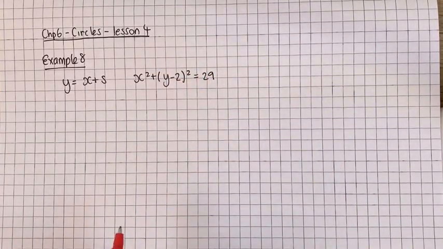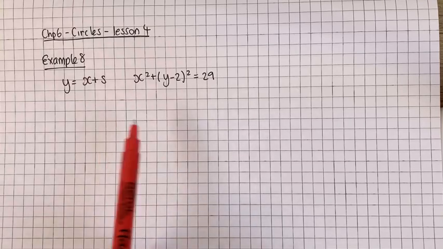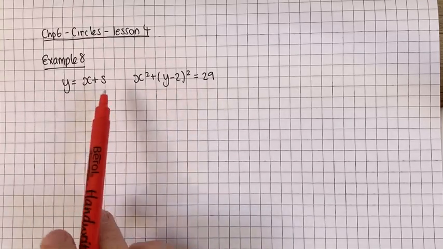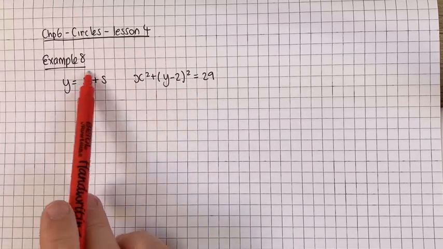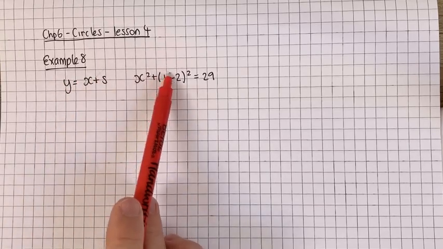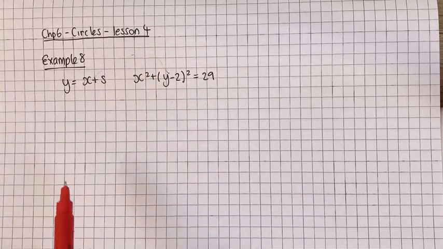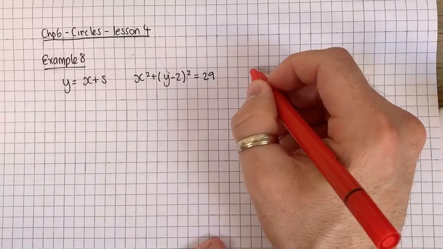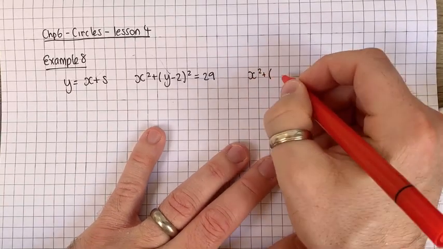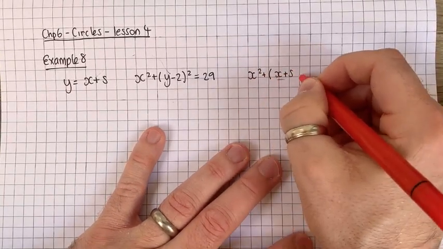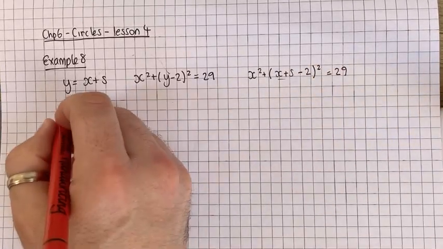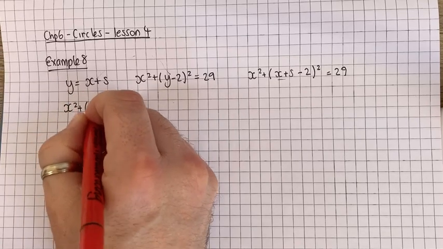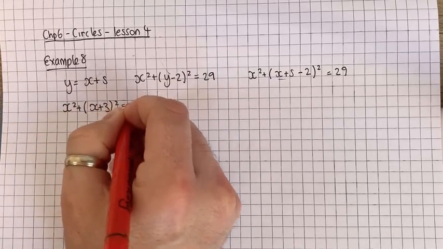So in order to work out the point or points where the straight line meets the circle, we solve it simultaneously, which is effectively a GCSE question. So we're going to take this value of y, substitute it in here, expand, and then form a quadratic and solve. So the first thing to do, if I put it in here, gives me x squared plus (x plus 5, which is y, take away 2) squared equals 29. So expanding that out, x squared plus (x plus 3) squared equals 29.